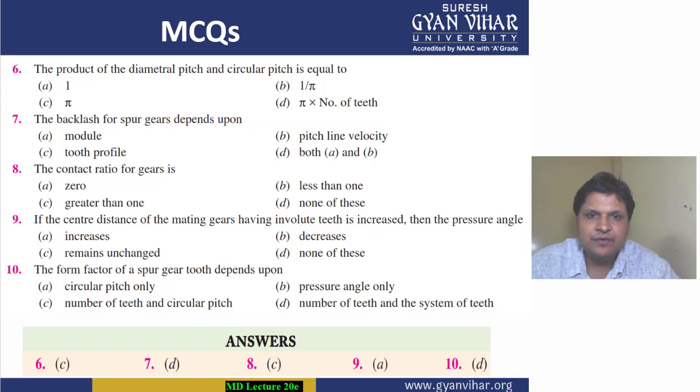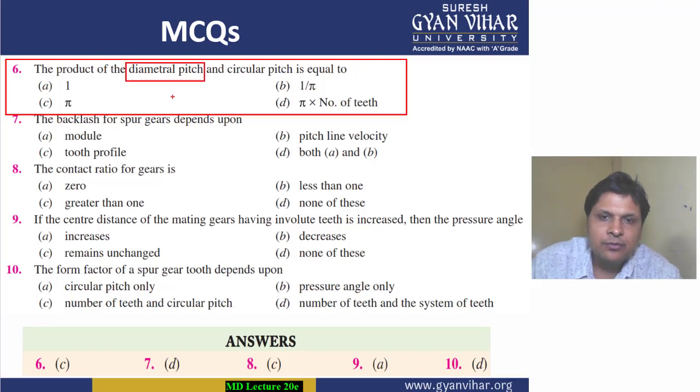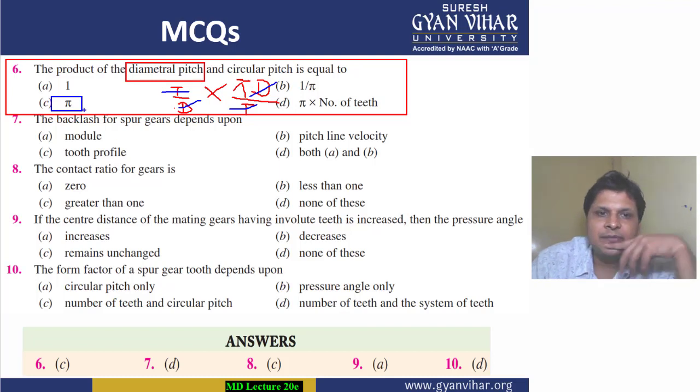Our question which we were discussing is the MCQ number 6. I told you that if you multiply the diametrical pitch with the circular pitch, so diametrical pitch is equal to T by D, and circular pitch is equal to pi D by T. So if you multiply these both, this D will cancel out, T will cancel out. The only thing which will be left is pi. So option C will give you the correct option. Option C is the correct option.